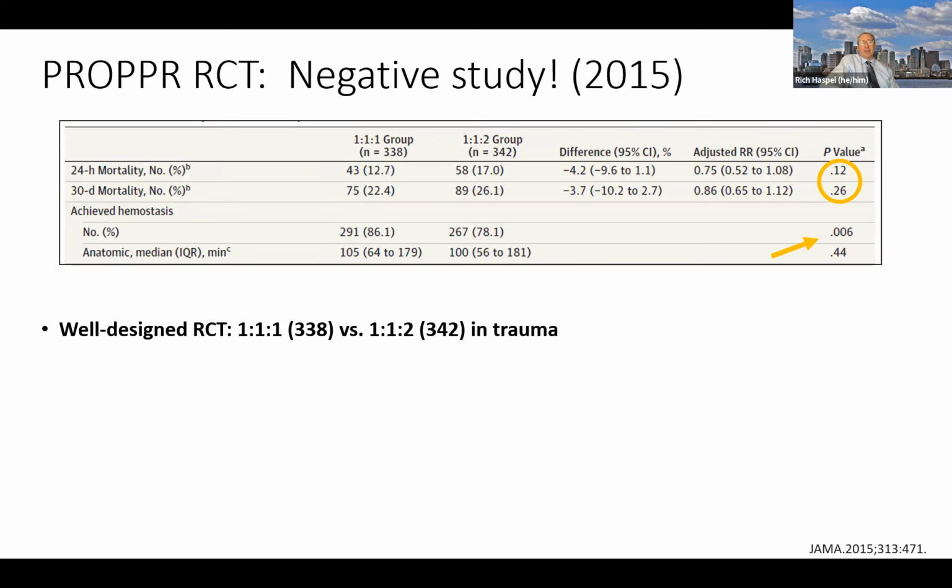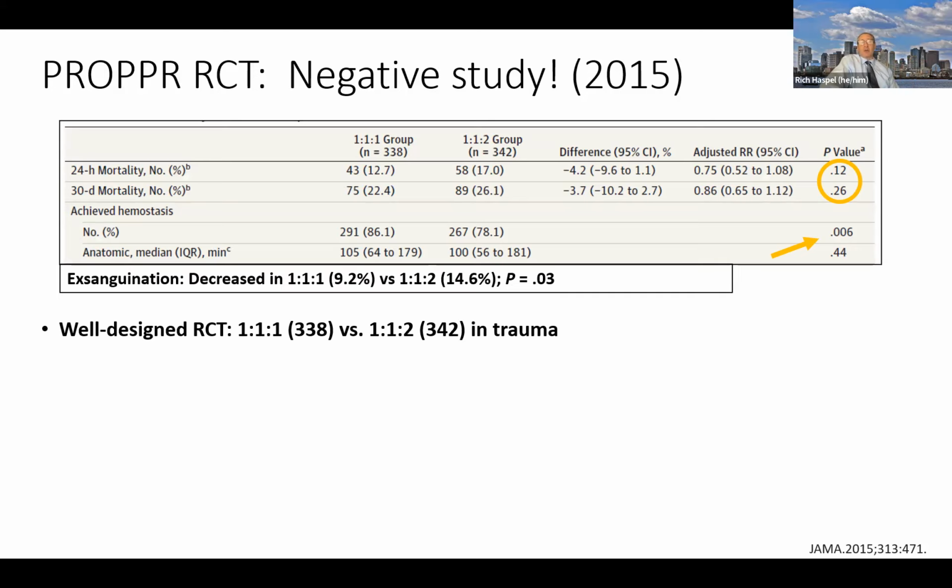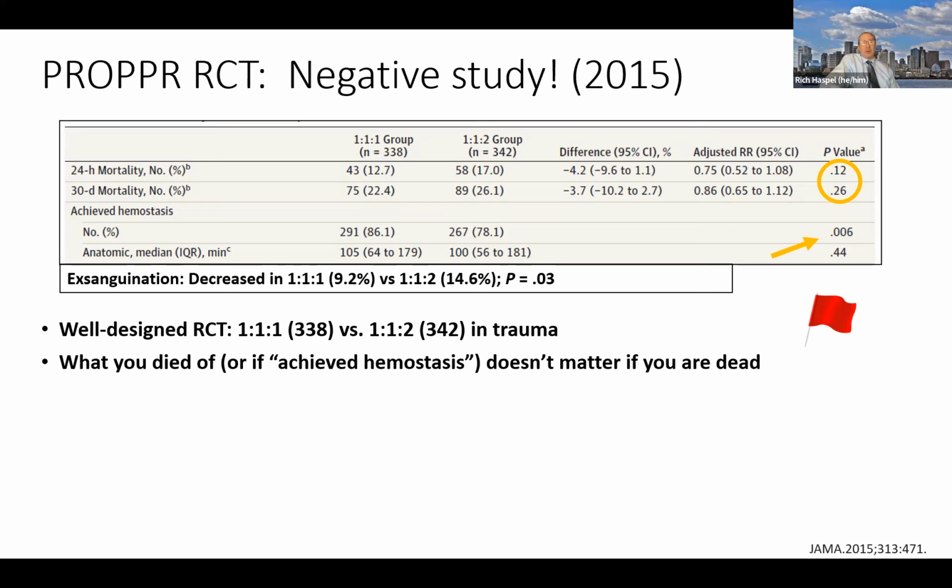But there was a difference in the percent achieving hemostasis. And also, there were lower numbers of people who died from exsanguination. So I'll just say what my problem with this is. I don't care what you died of or whether you achieved hemostasis, because it doesn't matter if you are dead.